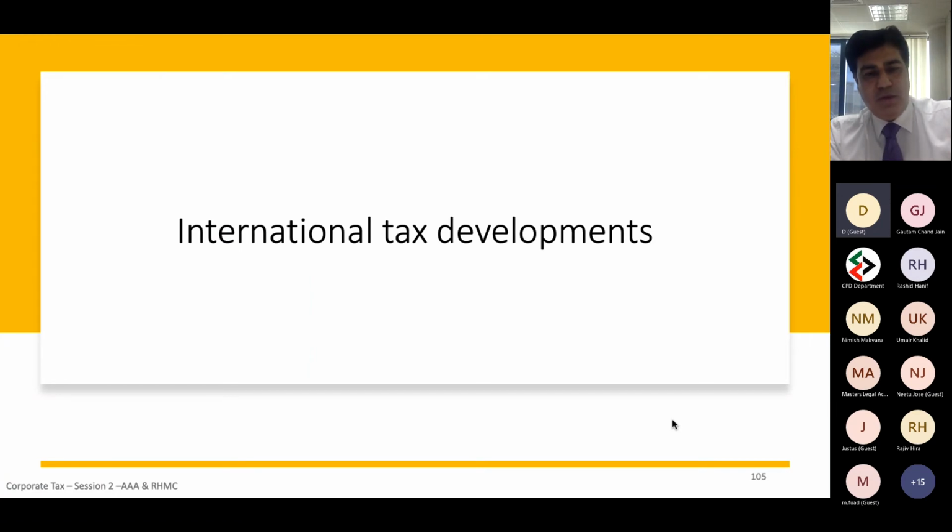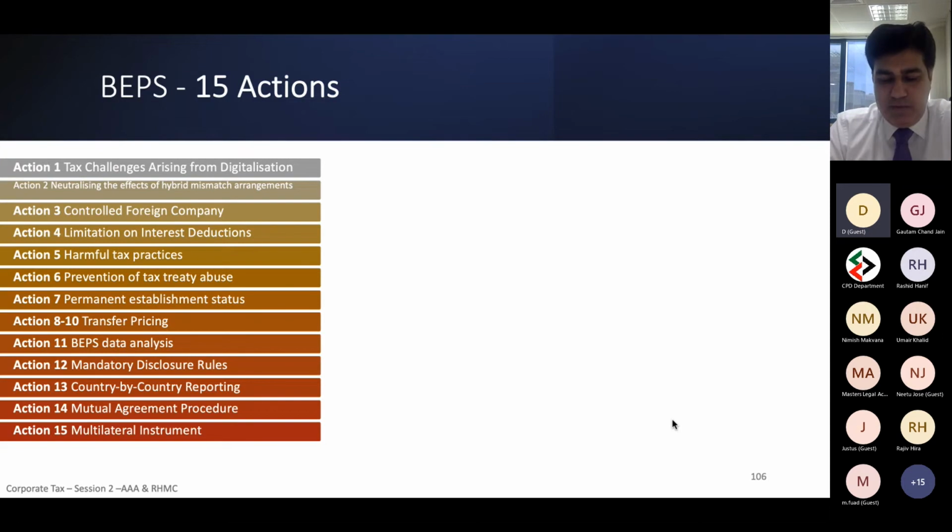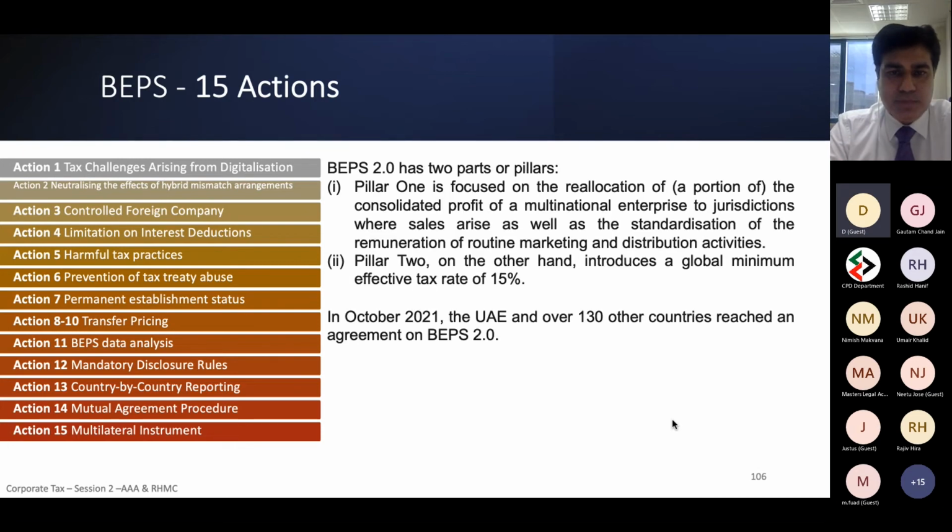Although there's no benefit coming up, the 0% tax regime will have some bearing on international tax treaties. A quick snapshot, two or three slides on international tax developments. This is very specific to large or very large corporates. There are 15 BEPS action plans, actions 1 to 15. You can see on the slide, which goes till multilateral instruments, country by country reporting, BEPS data, transfer pricing, permanent establishment status. So all those sections which we refer to directly or indirectly are part of it.